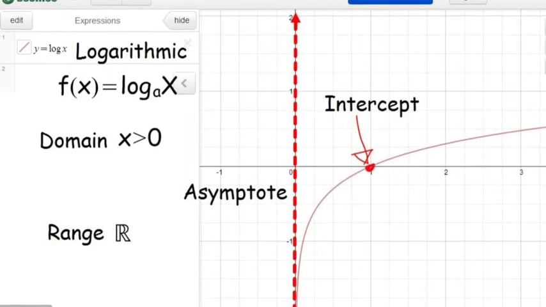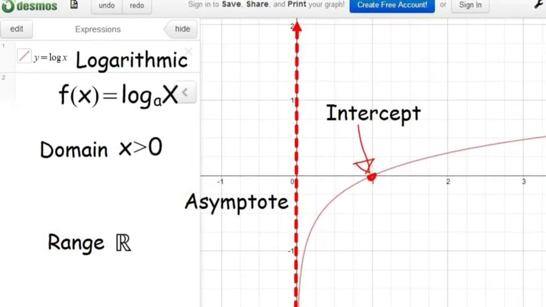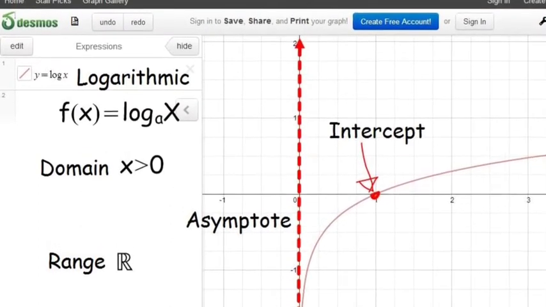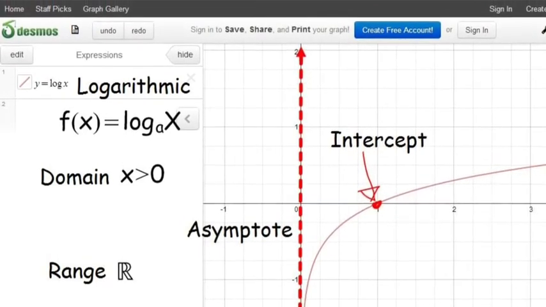For these, my domain represents all numbers greater than 0. Like the exponential function, 0 is not included because it's on the asymptote. The range would be all real numbers.